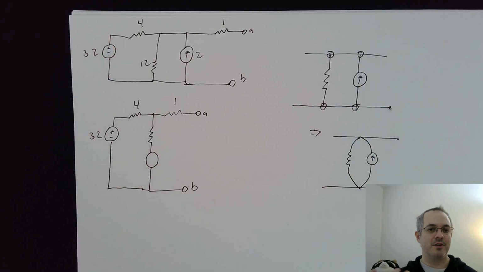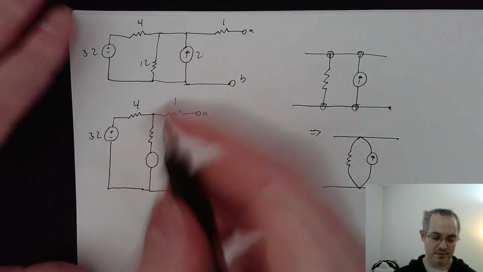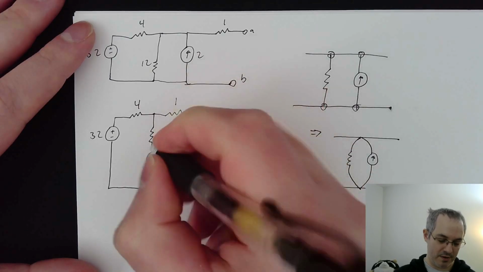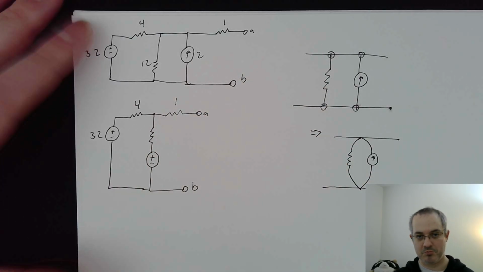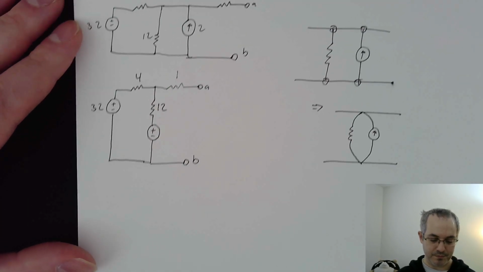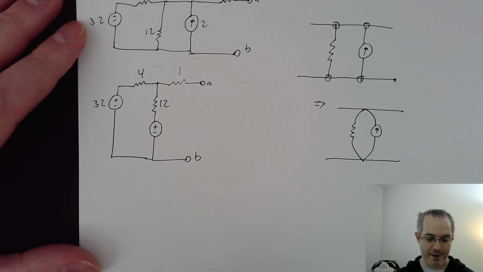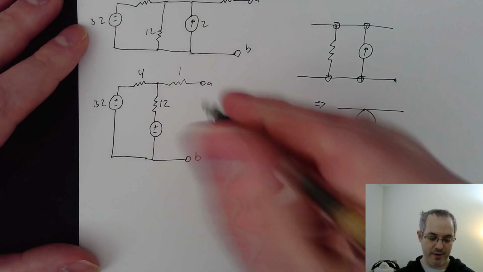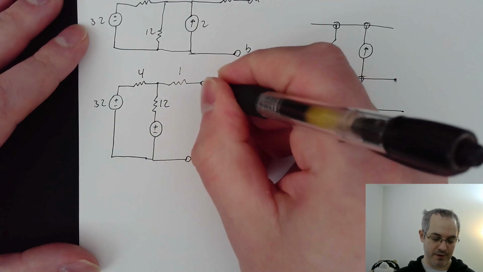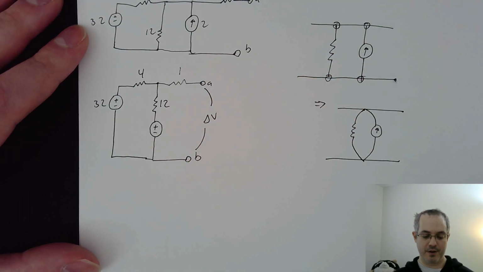Now, just like going from voltage source to current source, I'm going to go the other way. You just look at what direction the current source is pointing, plus minus. It's pretty easy. Resistor stays the same. Okay, now we want this voltage here, right? We want, what is the voltage difference there? All right, that's what we want.